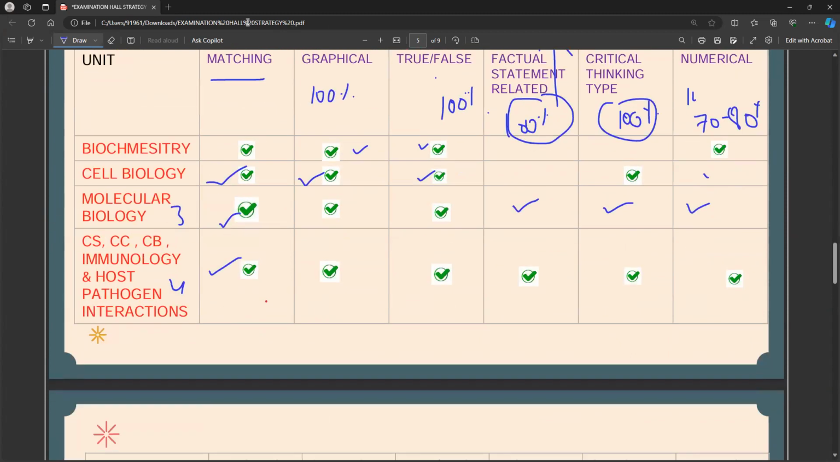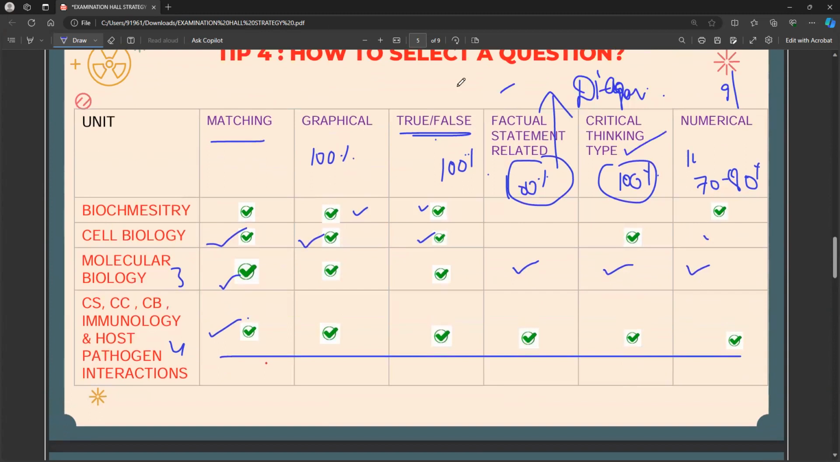Let's look into cell signaling. In the entire chapter of Unit 4, what I observed from the last 12 times, the advantage for you is true or false questions. Undoubtedly. Trust my words, if you are getting critical thinking questions in Unit 4, immunology is the only concept you will get them from. And when it comes to numericals, you will again get the questions from immunology only. There is no point of asking any critical thinking question from cell signaling, cell communication, cancer biology, host pathogen interaction.